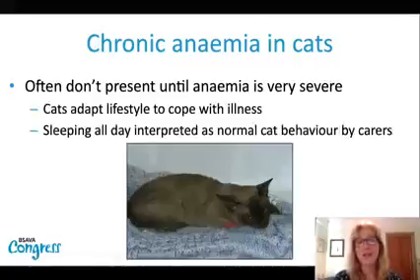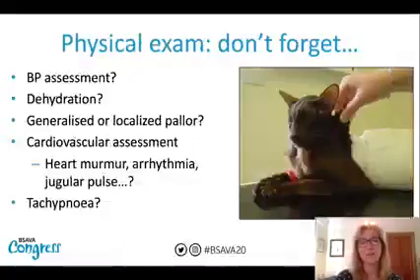And unfortunately, the image that we tend to have as owners of our cats is that they are often quite sedentary. They spend a lot of time sleeping. Therefore, a cat that appears to be more sedentary or spending more time asleep is not necessarily spotted as being abnormal by our carers until perhaps it's relatively advanced.